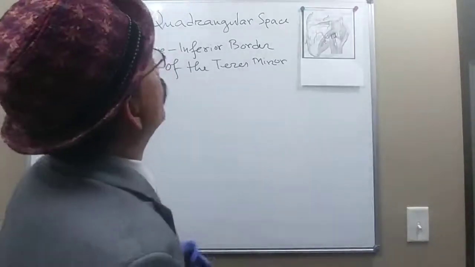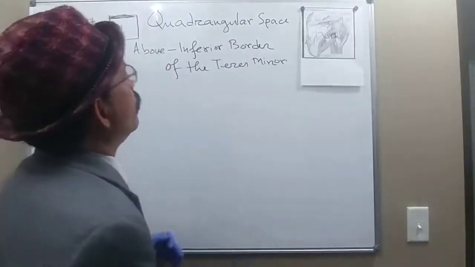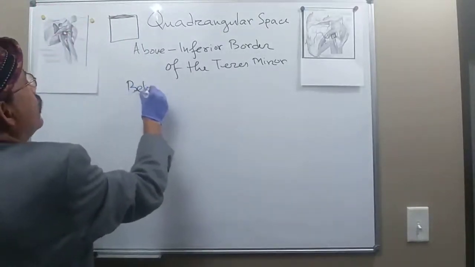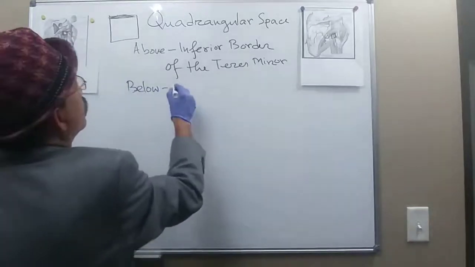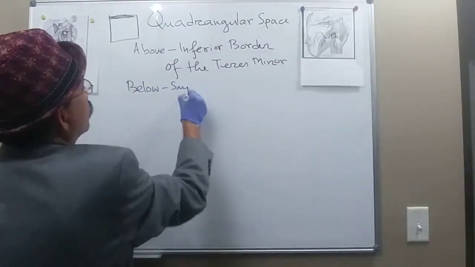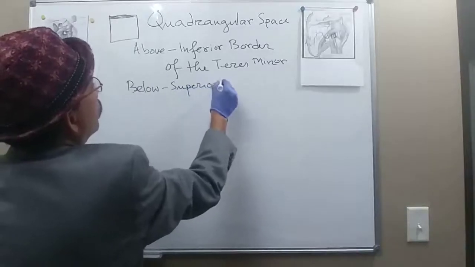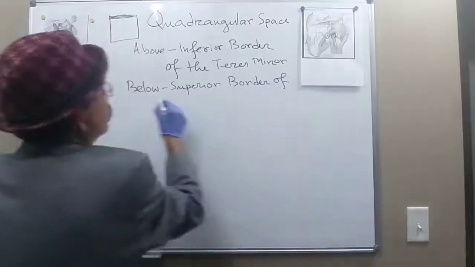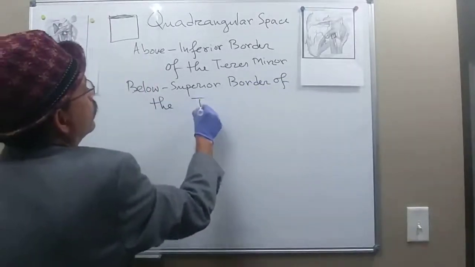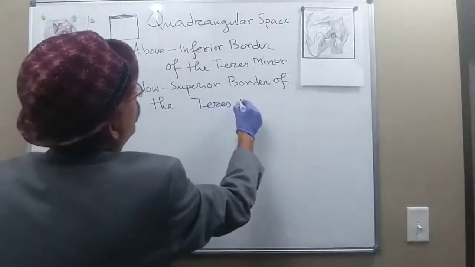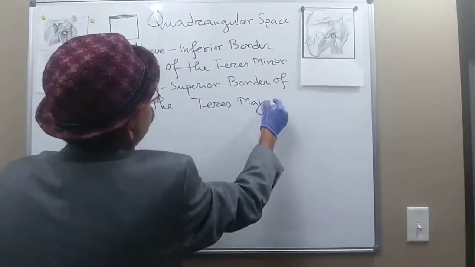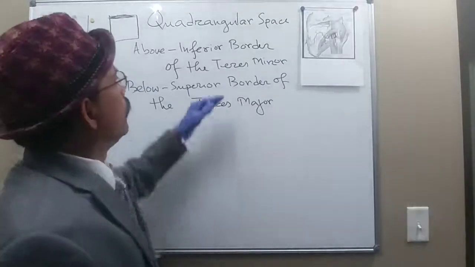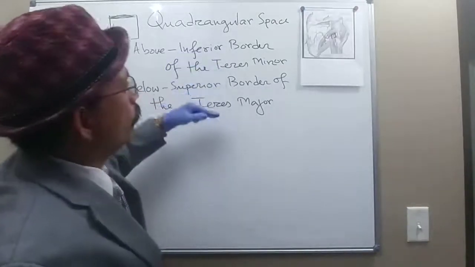Then below, it is bounded by the superior border of the teres major. Okay, we got that. We got the upper boundary and the lower boundary.